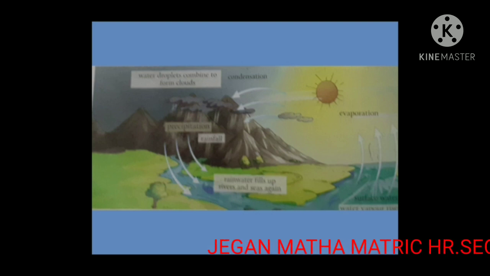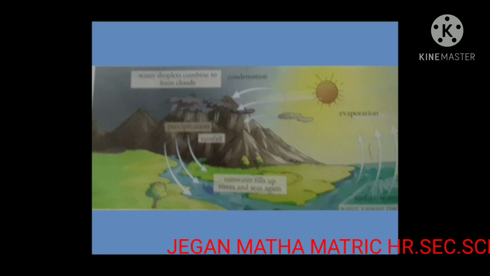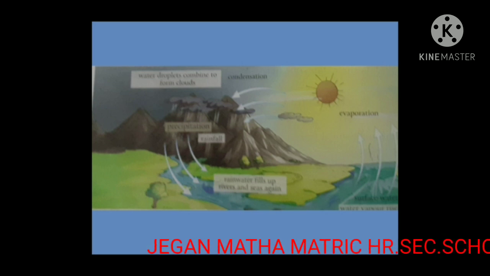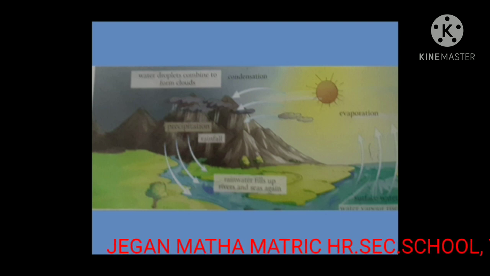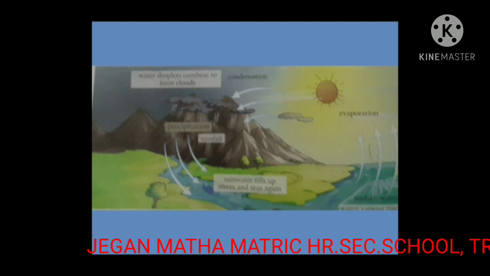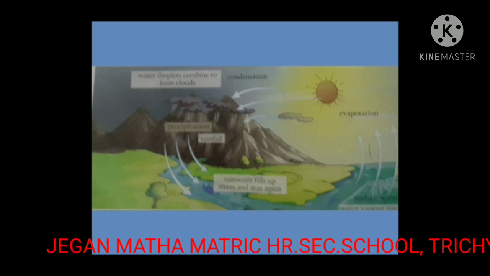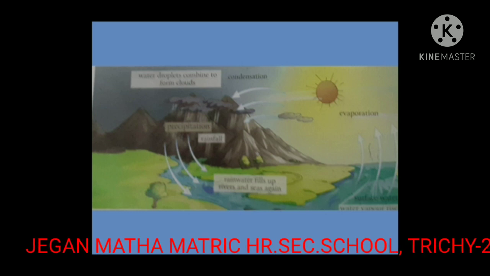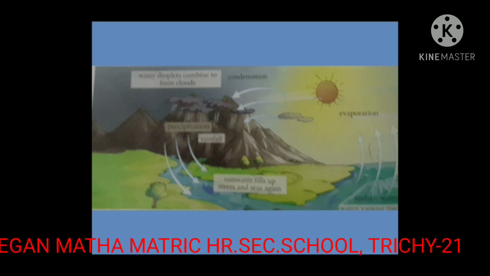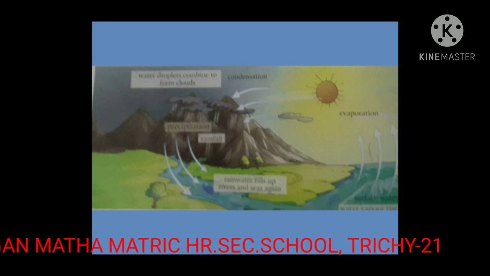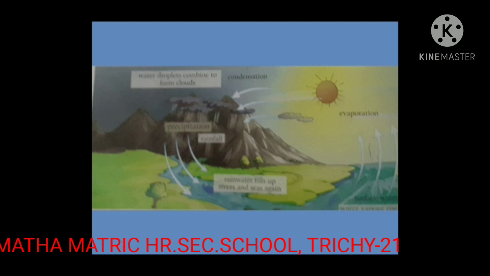The second stage of water cycle is condensation. The process in which water vapor is converted into water on cooling is called condensation. Water vapor in the atmosphere, being lighter, rises up and cools down. It further condenses to form tiny water droplets.